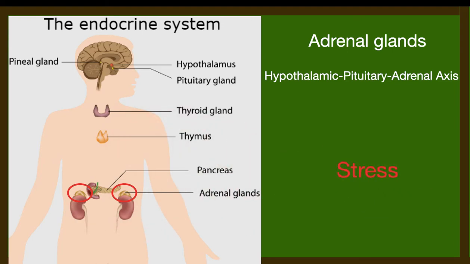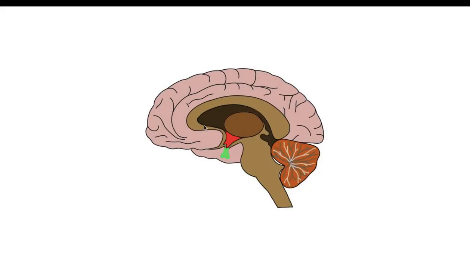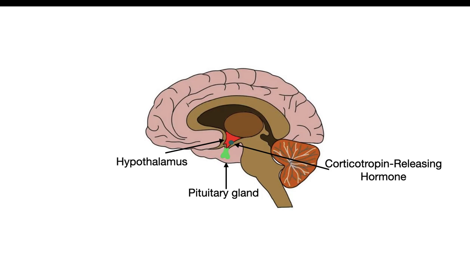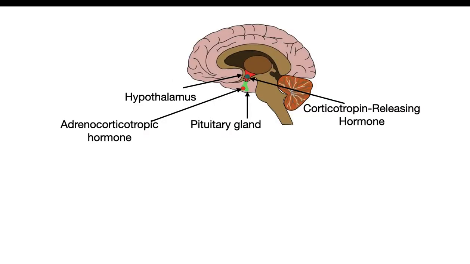So let's explore this more. So this is the brain, and the red part is the hypothalamus, and the green part is the pituitary gland. So the hypothalamus produces a hormone we call corticotropin releasing hormone. And what this does is it goes straight to the pituitary gland and produces another hormone which we call adrenocorticotropic hormone.